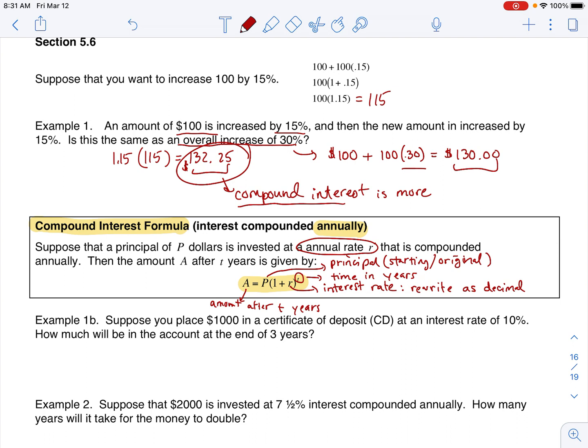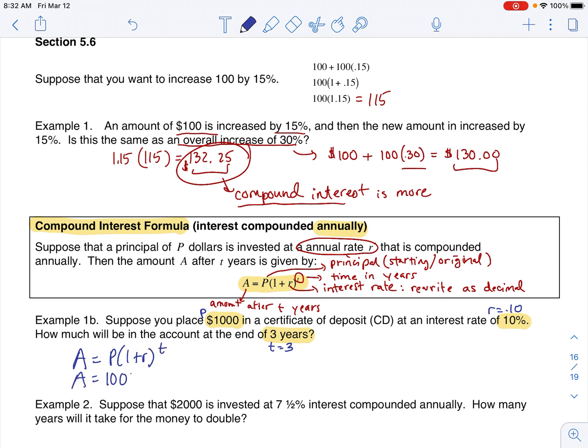So example 1B, suppose you place $1,000 in a certificate of deposit, called a CD, at an interest rate of 10%. So we've got some variables here. $1,000, that's going to be our principal, so that's going to be P. We've got 10%, so that's going to be our rate, and again, we're going to change it to a decimal, so 0.10. How much will be in the account at the end of 3 years? So that's our time. And so I'm just going to use my formula, and this is just going to be a plug and chug.